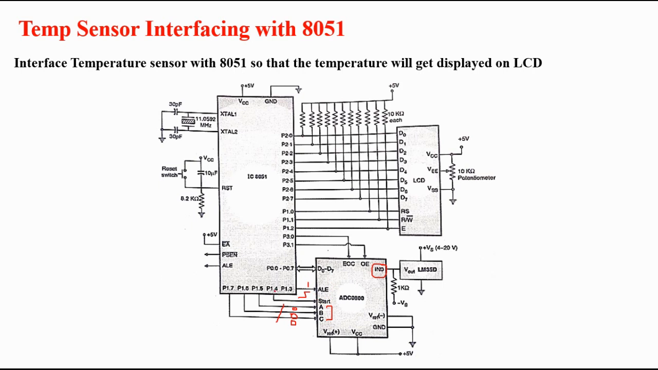Okay, so this 1.4, if it goes low to high, during that time the conversion of this analog signal will get started. After, let's say 100 microseconds, this EOC, that is end of conversion, will be the signal given from this ADC to this 8051. When this EOC signal is received, the microcontroller will come to know that conversion happened.